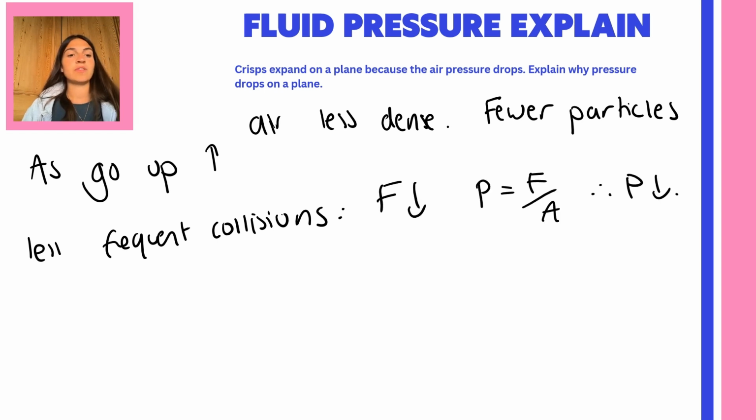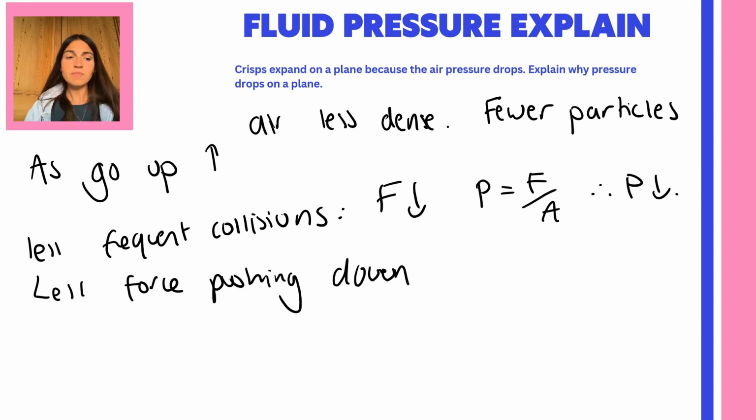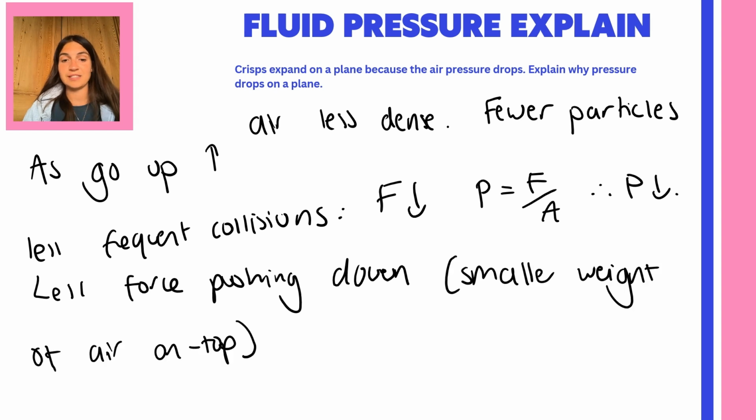So what does that do? The less frequent collisions reduces the force, and since pressure equals force over area, if you reduce the force, you also reduce the pressure. The second thing is that there's less force pushing down in the first instance because there's a smaller weight of air on top of you. So not only does the air get thinner, there's also less and less of it on top of you pushing down. Both of those things contribute to this pressure drop in a plane.